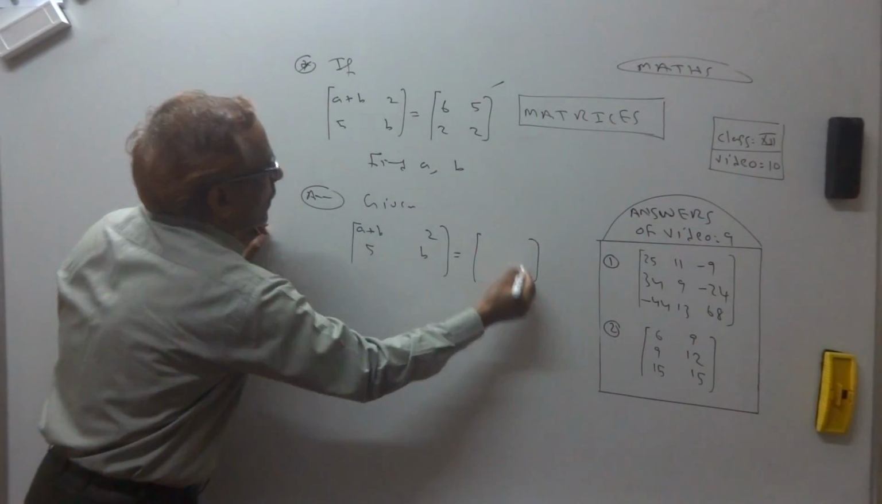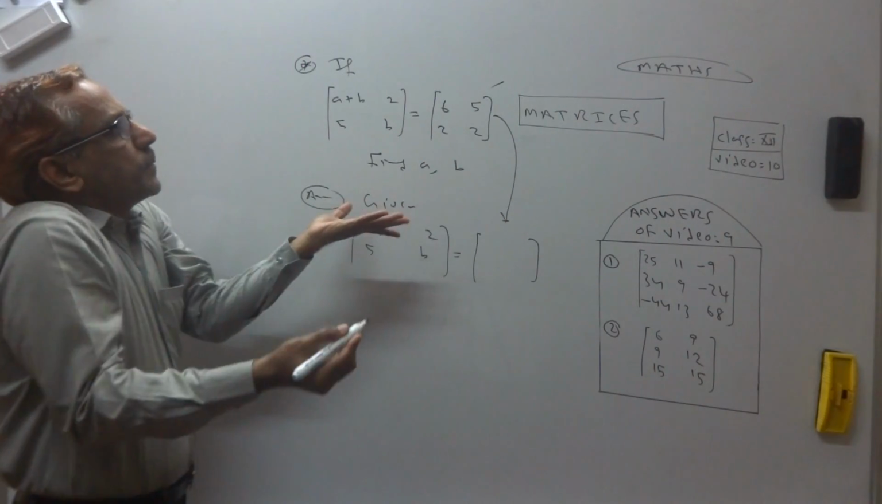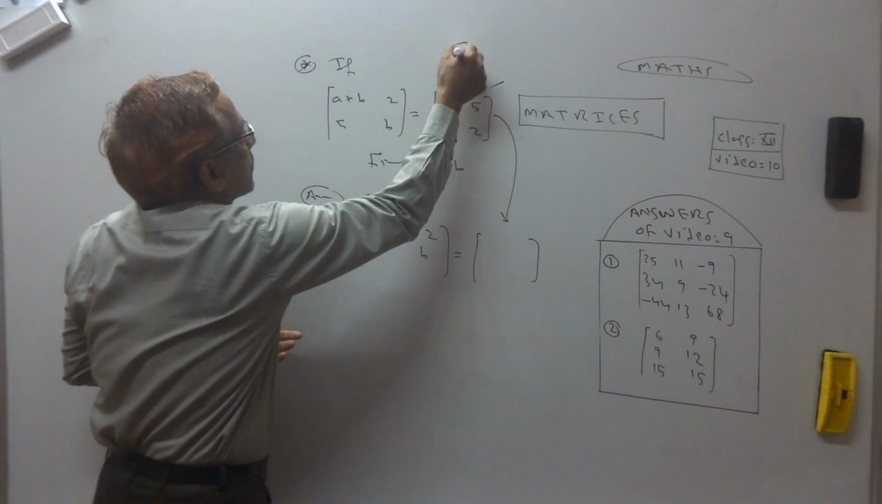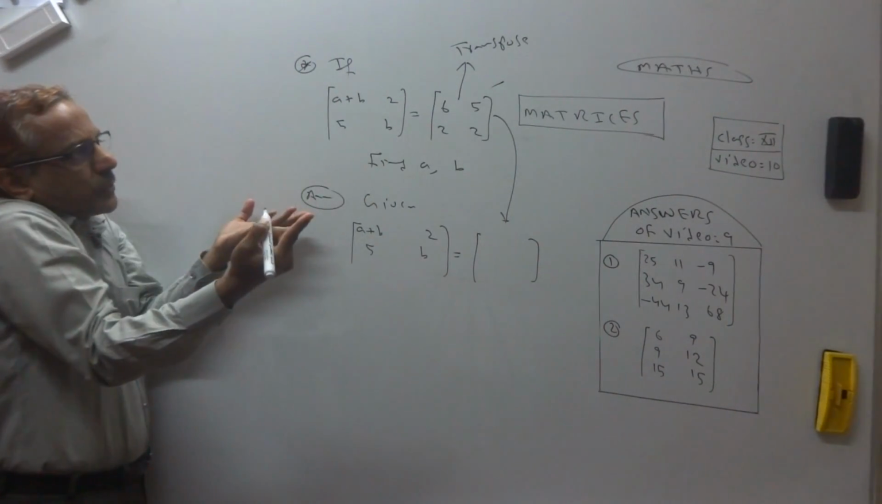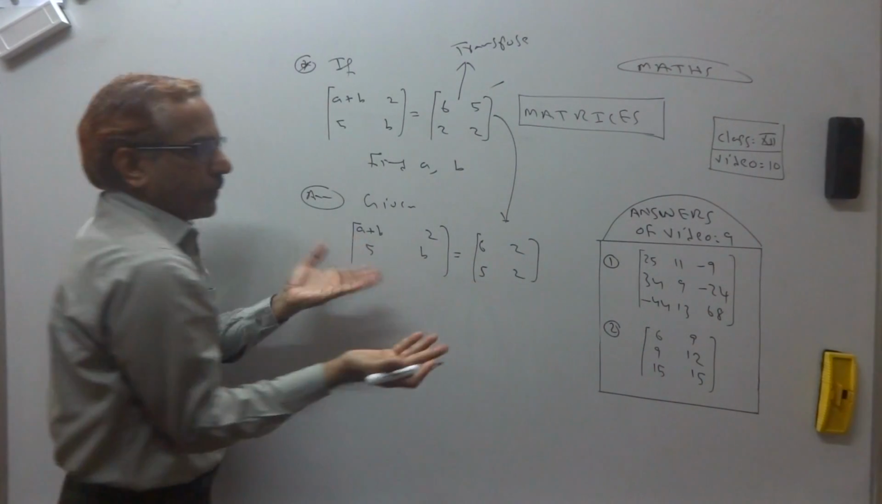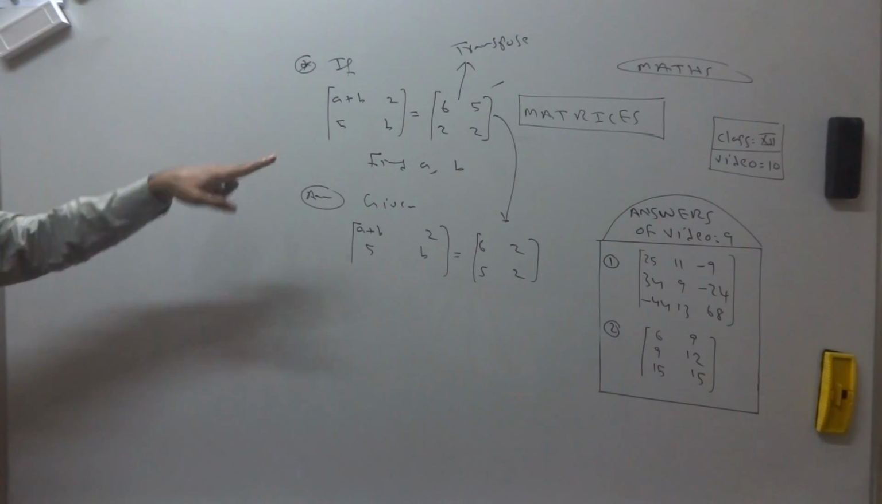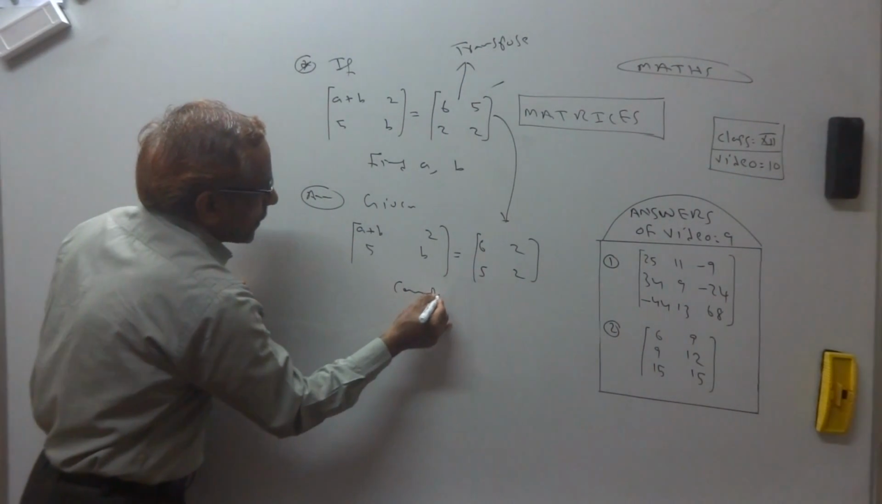You know the meaning of this dash? Dash means the transpose of that. What is the transpose? First row you write as first column, second row you write as second column. That is the transpose. Now comparing both sides.